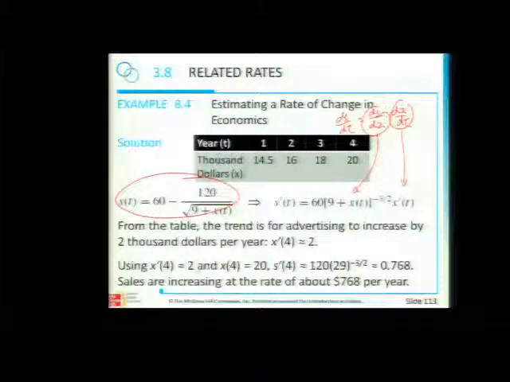So with this number, X prime equal to 2, X equal to 20, you substitute inside, then that will give you S prime T. You can calculate the value, which turns out to be 0.768. So this means the sale in the 4th year is 0.768 thousand, which means $768 per year. All right. So I think this just shows you a very simple application of differentiation.